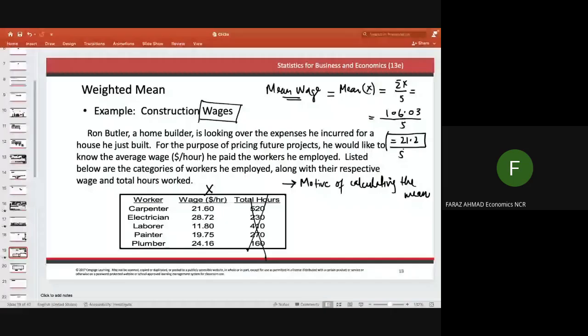$21.2 per hour is the mean wage of the workers who worked in his last project. So he paid on an average $21.2 per hour to the workers, right? Those workers can be carpenters, electricians, laborers, painters, plumbers. But this is just an average of those wages that he's going to pay. Of course, he is going to pay different wages to different workers. But on an average, for any worker, he would pay $21.2 per hour, right?